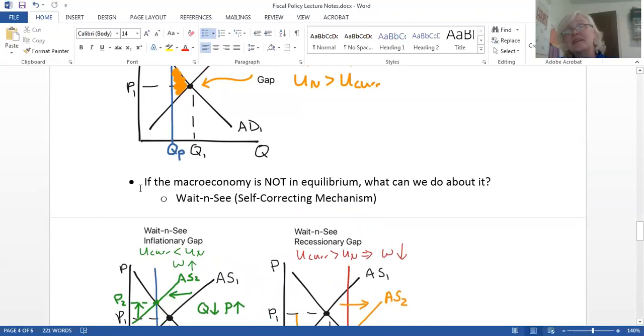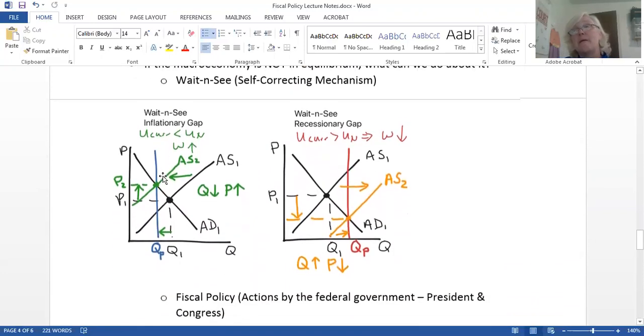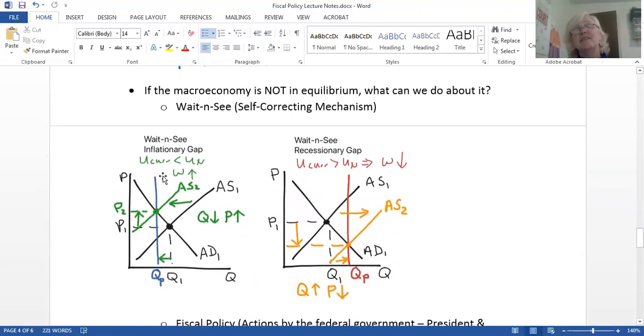So in this case, the question becomes then, if we're in macro equilibrium, we don't need to do anything. We're fine, stay the course. But if we detect as economists that we're in either a recessionary gap or an inflationary gap, what can we do about it? Okay, so that's this part of the notes. If the macro economy is not in equilibrium, what can we do about it?